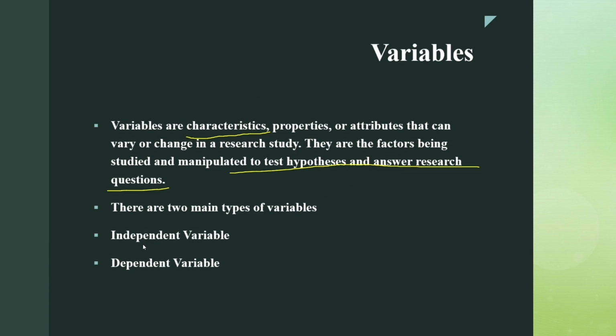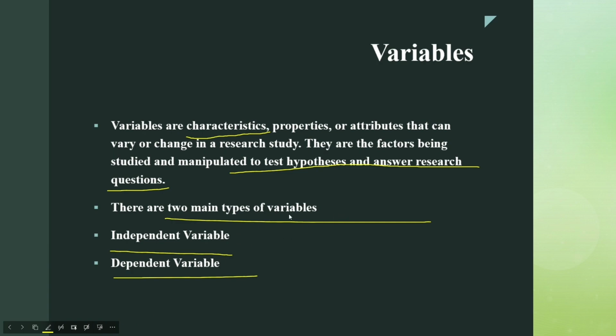And there are mainly two types of variables present. First is the independent variable and second is the dependent variable. The independent variable is the variable that is manipulated or controlled by a researcher, and the dependent variable is the variable that is measured or observed to determine the effect of the independent variable. So basically independent variable is showing some effect on dependent variable.